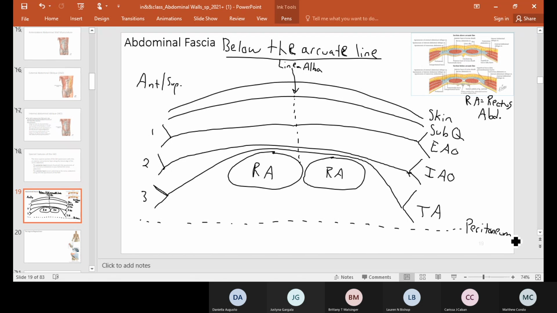So rectus abdominis will have its own fascial layer, but its fascial layer is made up of all these different things. Does that make sense? Because remember, look at Gray's where it says it attaches in through the abdominal fascia into the linea alba. This is basically a representation of that.